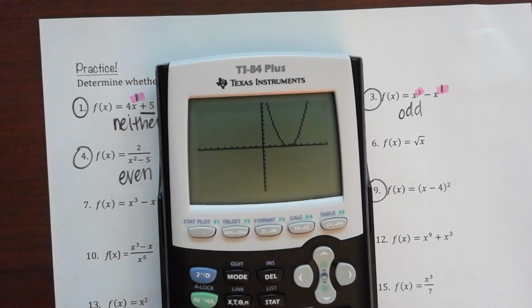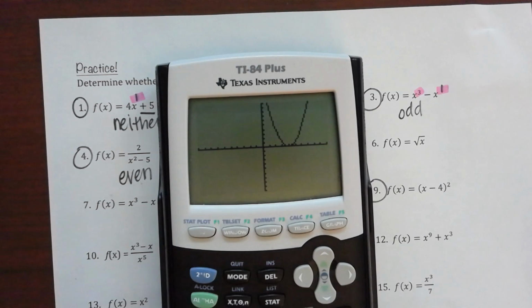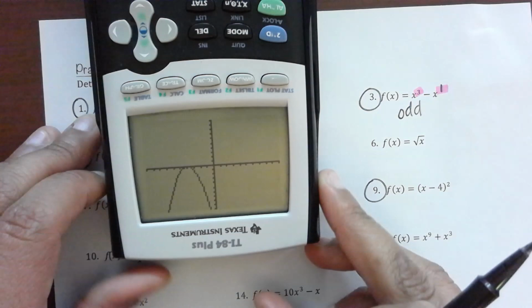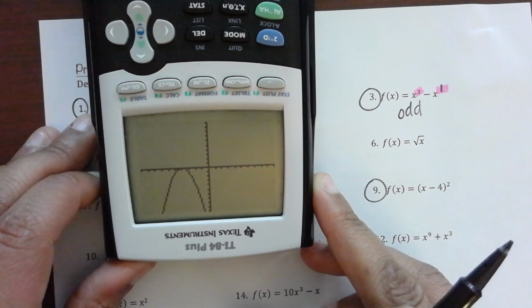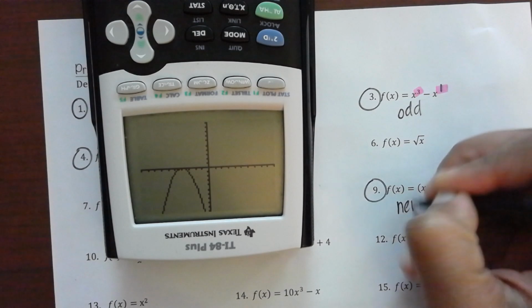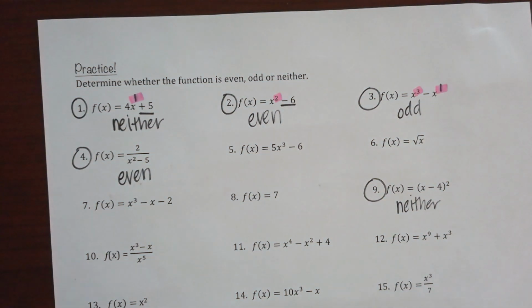Looking at this, is there anything to reflect onto this side? So it can't be even. If I turn my calculator upside down, did it give me the exact same image? No. So is this even, odd, or neither? Neither. Any questions there? The rest are yours to get through.